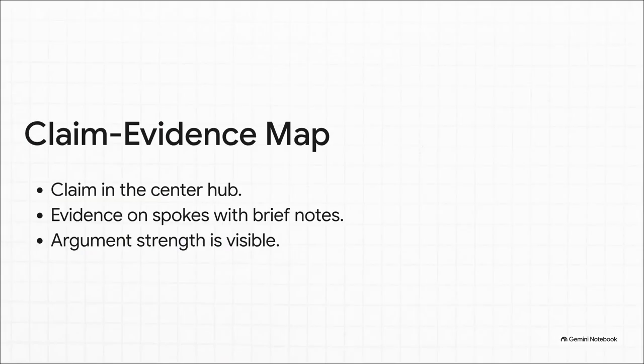And what about English or essay writing? When a text has a central claim with several supports, we use a claim evidence map, which is also known as the hub and spoke. Your main central claim goes right in the middle. That's the hub. Then the evidence extends outward like spokes on a bicycle wheel, with brief notes on each spoke. This structure is amazing because it makes the strength of an argument totally visible at a single glance. You can literally see exactly how well the author proved their point.